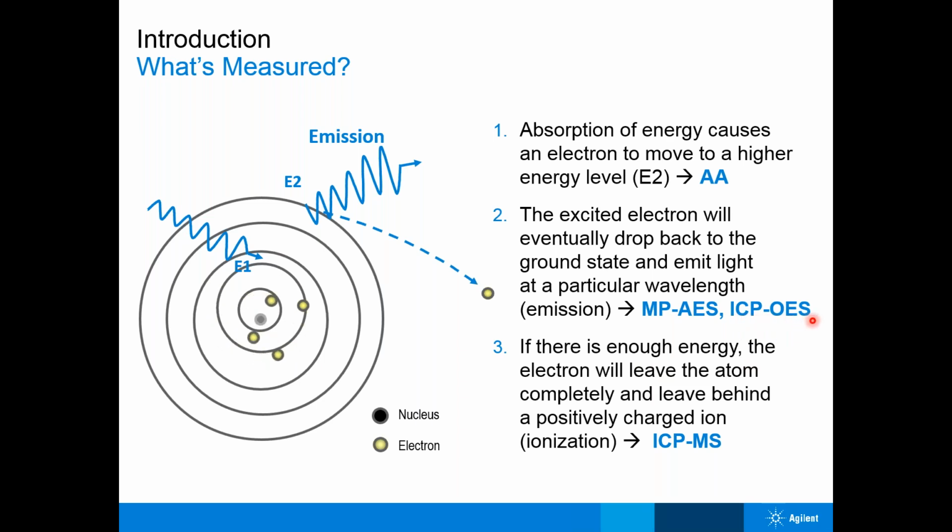But if there is enough energy, the electron will leave the atom completely and leave behind positively charged ions. This is measured by a technique called ICP MS. Basically, at this stage, the atoms convert into ions through ionization. ICP MS is inductively coupled plasma mass spectrometry.